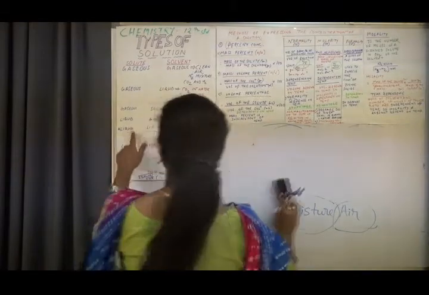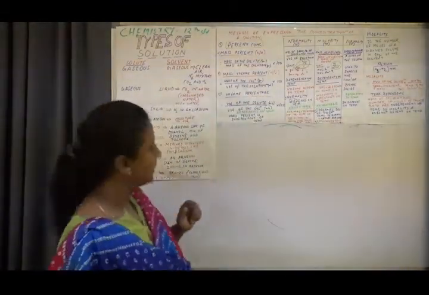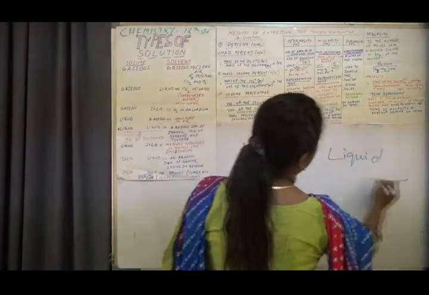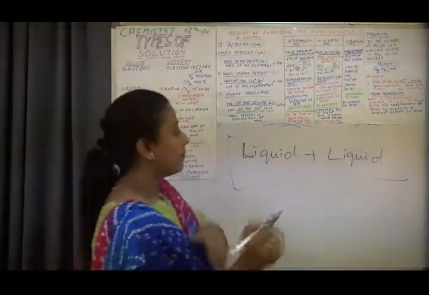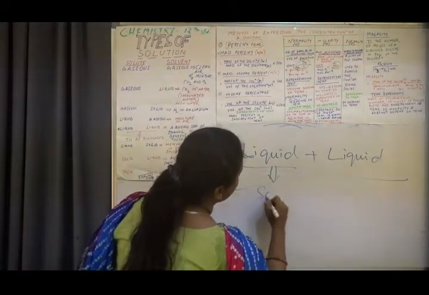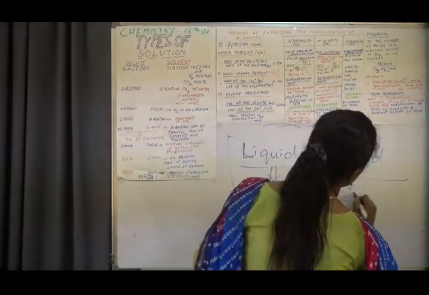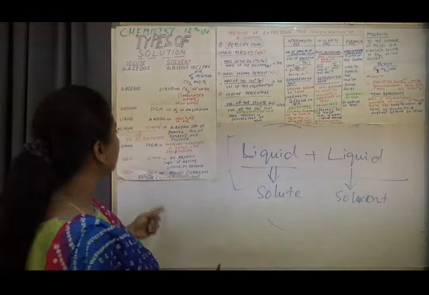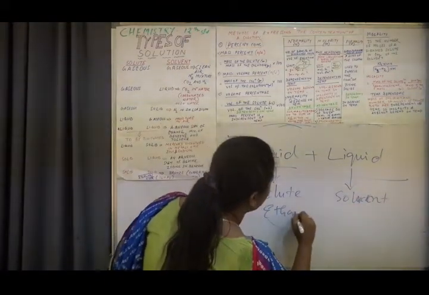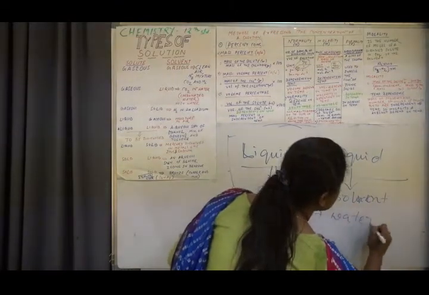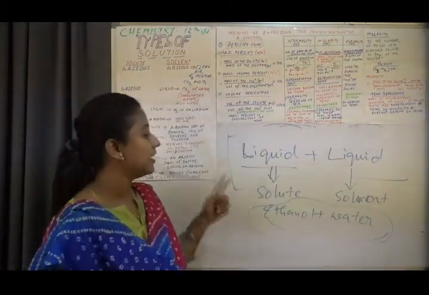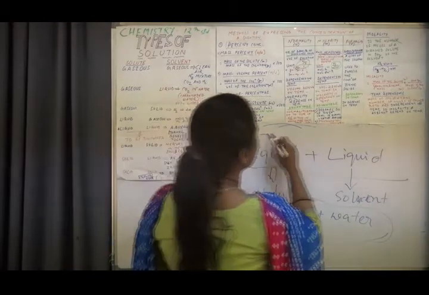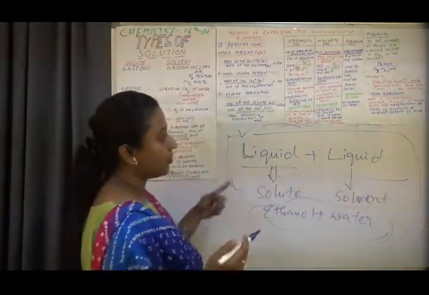Then coming to the very important one, which covers the whole topic here: liquid and liquid. Our chapter is based on this only. In an example of liquid and liquid, the solute is the liquid and similarly the solvent is also the liquid. One example of this is an aqueous solution of ethanol and water. Ethanol plus water. This is an aqueous solution in which the solute is liquid and also the solvent is liquid. So this example is very important for this chapter.